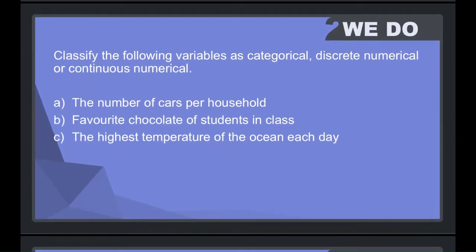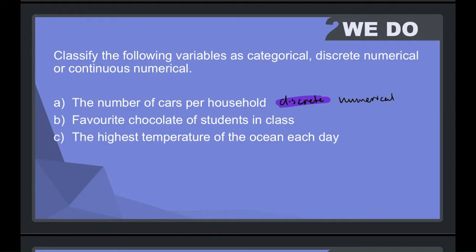I'd like you guys, if you think you're pretty confident, pause here, have a go at these. I'm going to throw up the answers in a second. Number of cars per household. This is actually an example. It's obviously numerical. It's going to be a number. It's actually an example of discrete numerical, because it's impossible to have 2.3 cars. Cars only exist in one whole car, two whole car, three whole car. It only makes sense to count them that way. So that makes it discrete numerical.